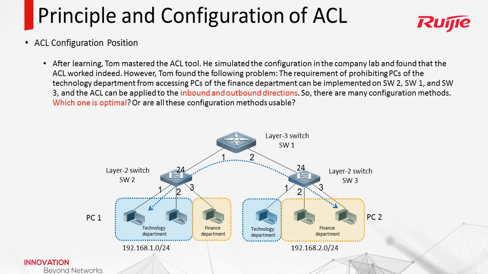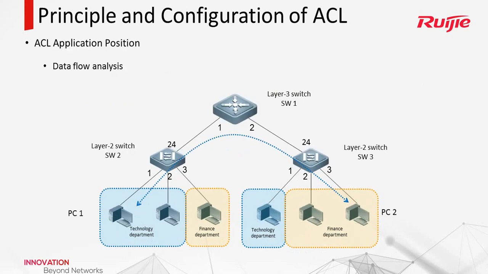At last, we need to talk about the direction. We know we can use ACL for inbound or outbound direction, but which one is optimal? Here, let us review this project again. The data flow is from technical to financial. So in fact, we just need to deny the flow. We can deny on this switch, or this switch. So no matter which switch you use, it's okay. But we know if we just deny here on switch 2, we will not waste the resources of SW1 and SW3.